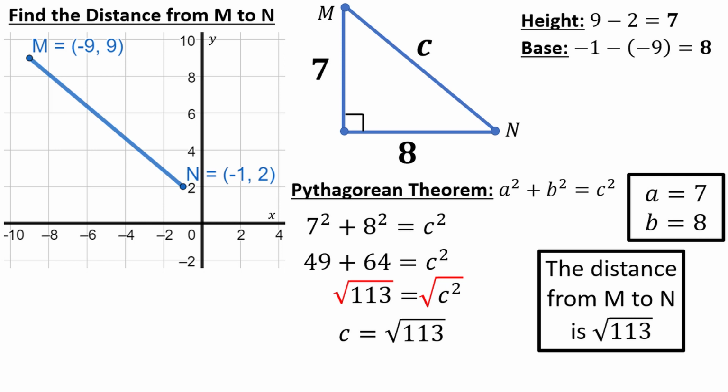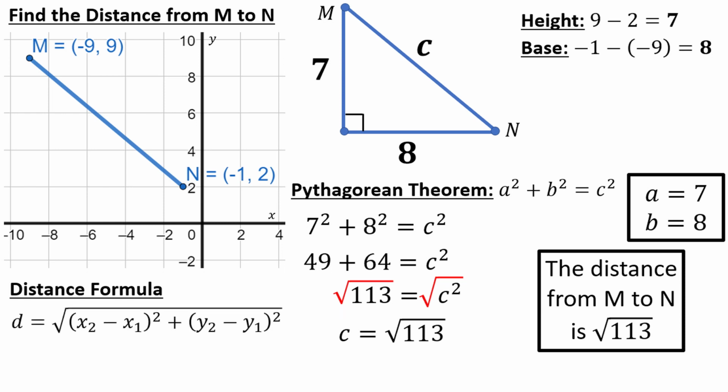Now, if you don't like drawing triangles every single time, you don't necessarily have to. There is a formula called the distance formula, which takes everything we did and puts it into a nice formula. The distance formula says that the distance d between 2 points x1, y1 and x2, y2 is equal to the square root of x2 minus x1 squared plus y2 minus y1 squared.